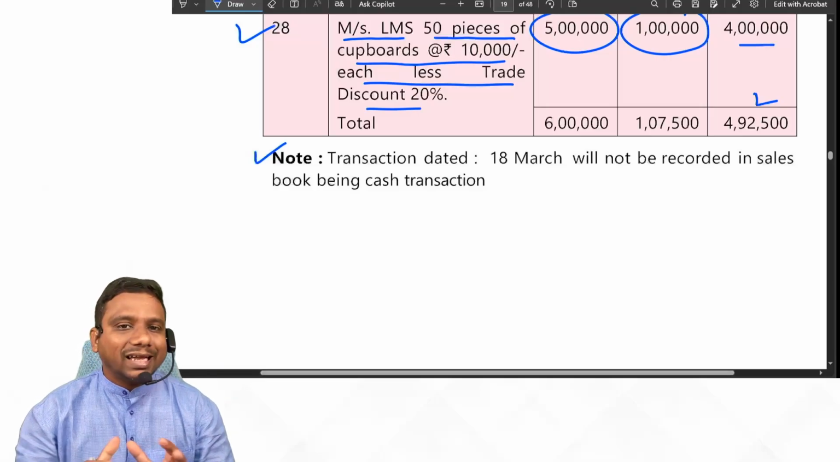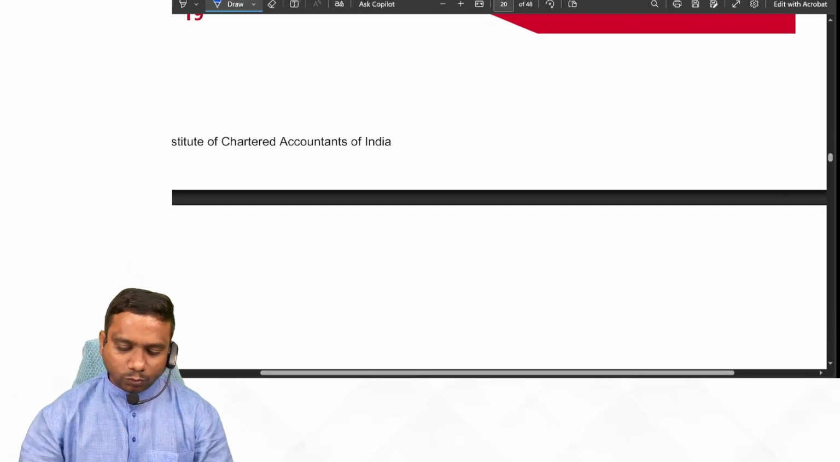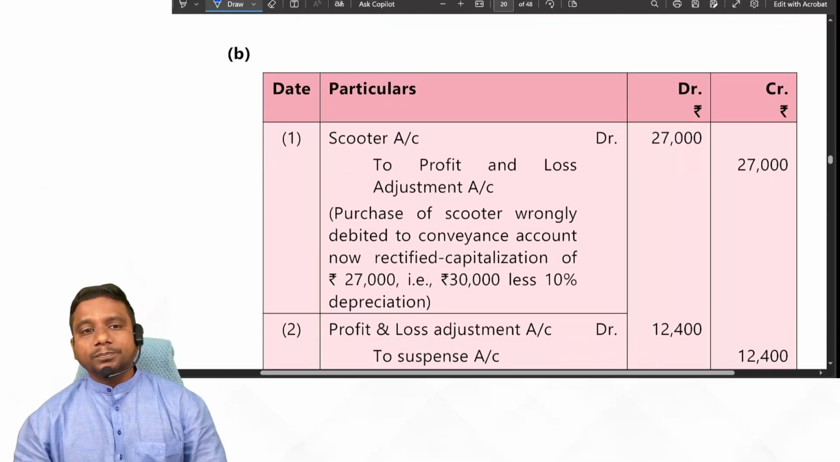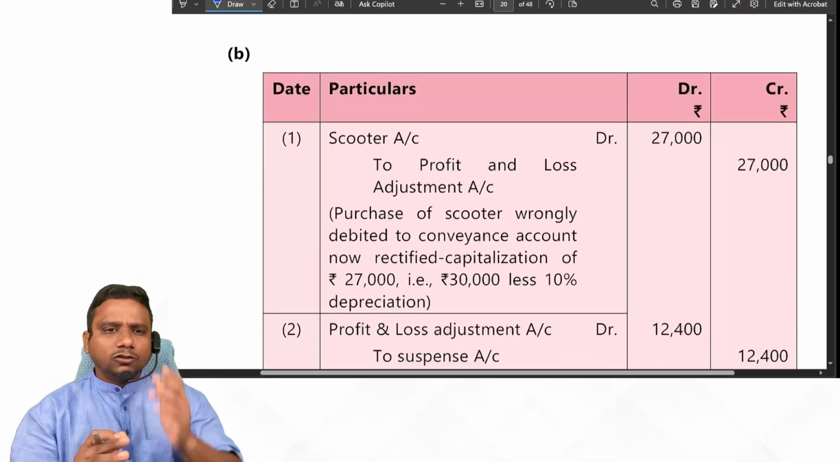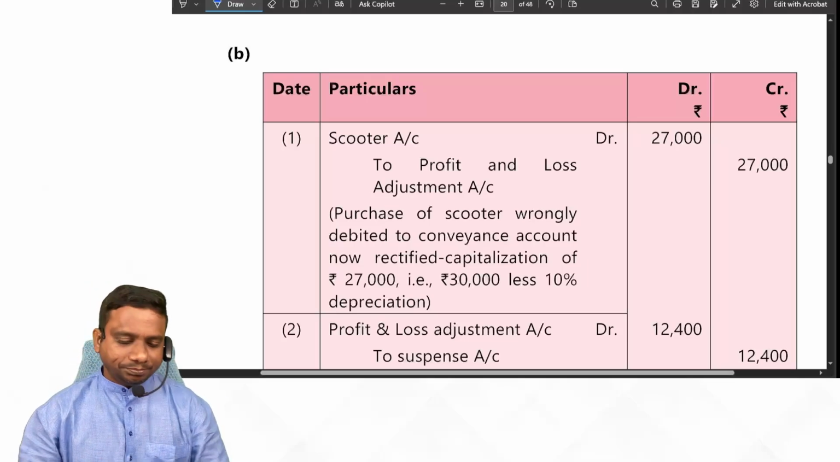Why? Because it is cash sales. Yes or no, students? So this is our subsidiary book problem. Sometimes they may ask a problem from subsidiary books or cash book, because cash book is also part of subsidiary books. Either they may ask purchase book or sales book, or sometimes cash book.